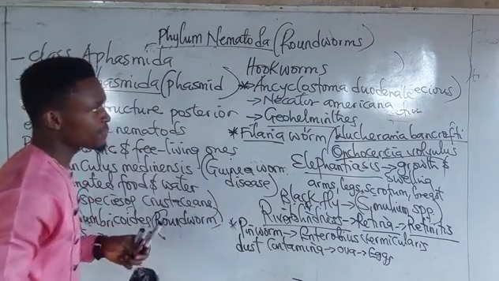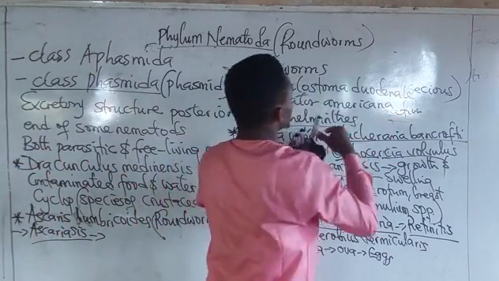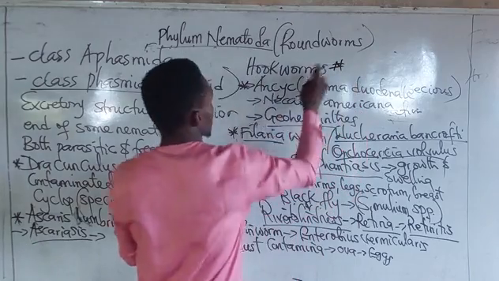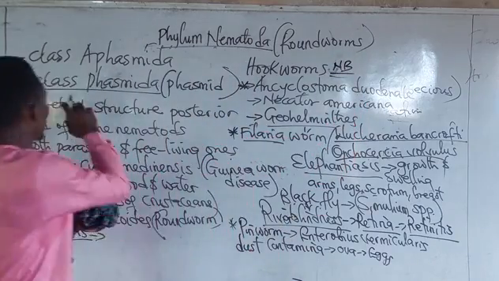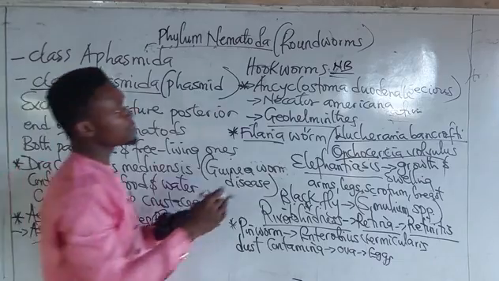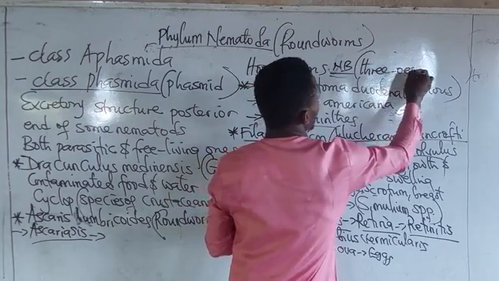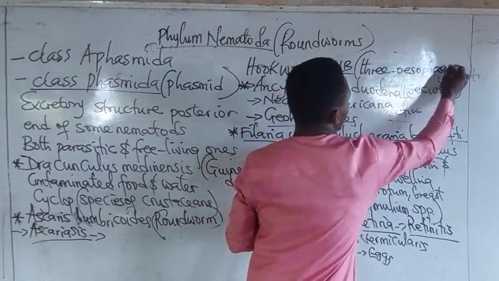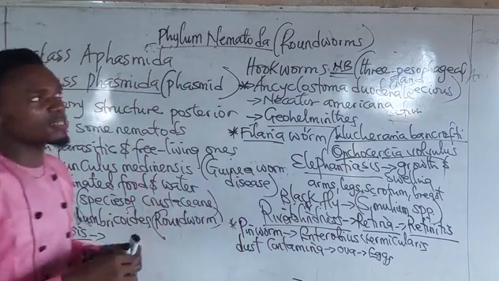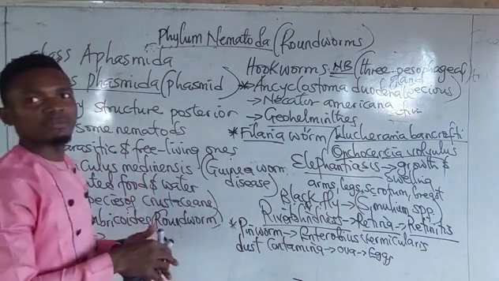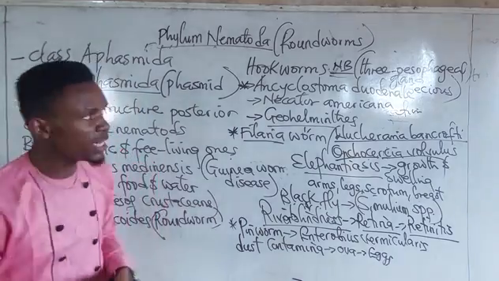Now, secondly, that reminds me, the class Phasmida, they have 3 esophageal glands. Not pharyngeal, esophageal gland. So please, class Phasmida, the organisms here possess 3 esophageal glands. Which of these classes do the organisms have 3 esophageal glands? It is class Phasmida.